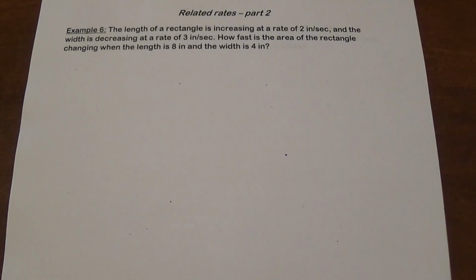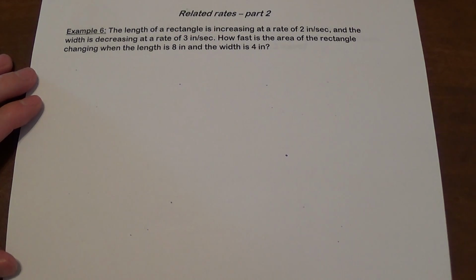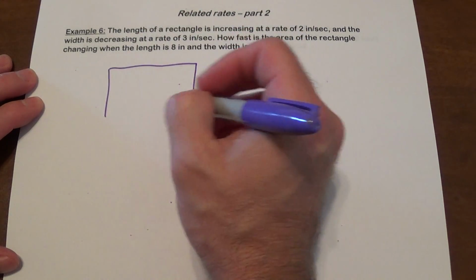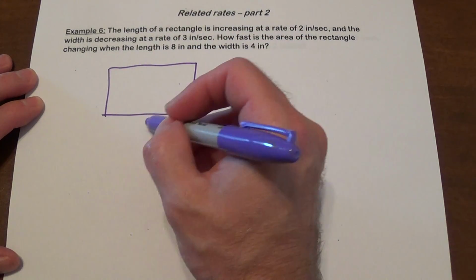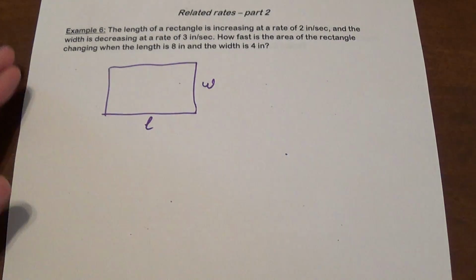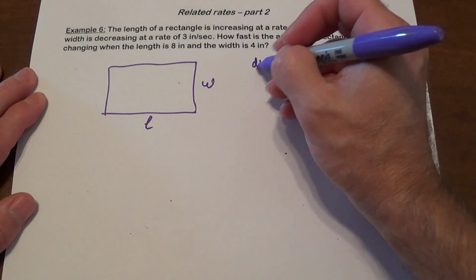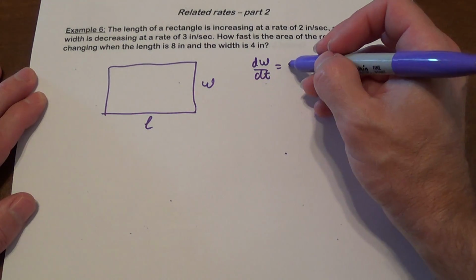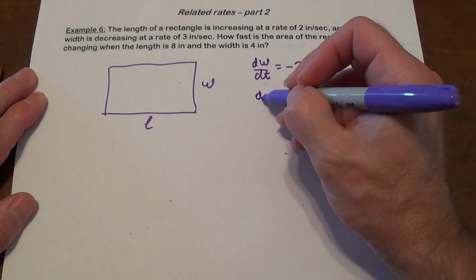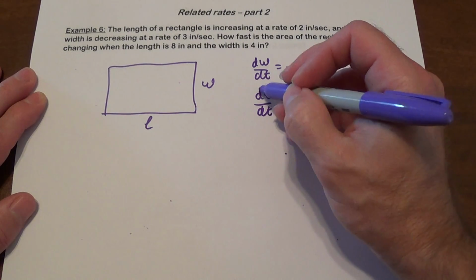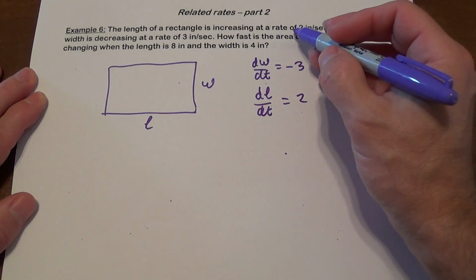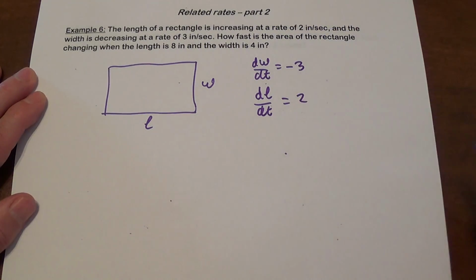Next problem. The length of a rectangle is increasing at the rate of 2 inches per second and the width is decreasing. So let's have a rectangle. Let's call it width, let's call it length. So we know that dw over dt, that's the width. The width is decreasing, so it's negative 3. The length is increasing at the rate of 2. So please note, increasing means positive, decreasing means negative.